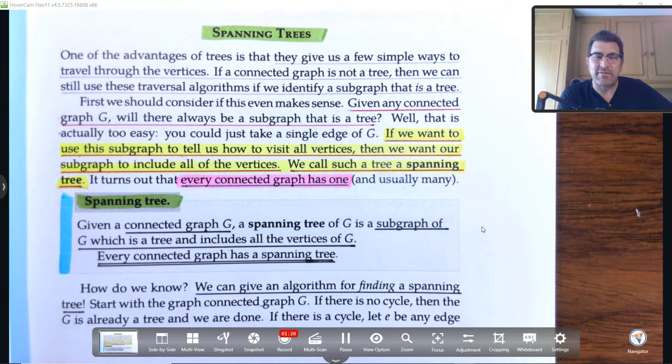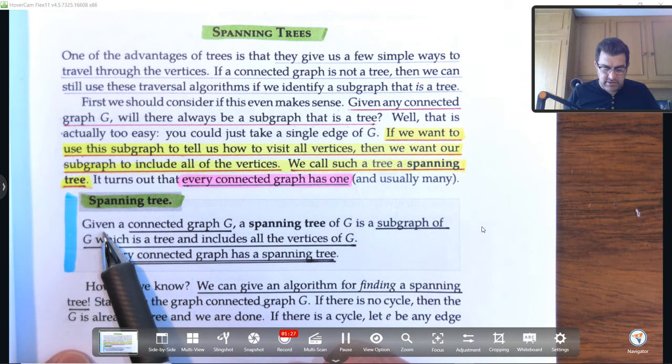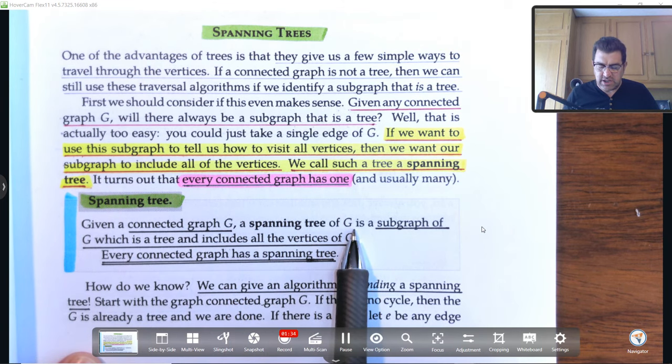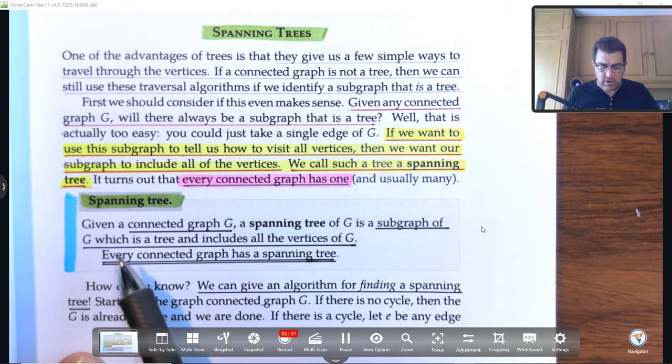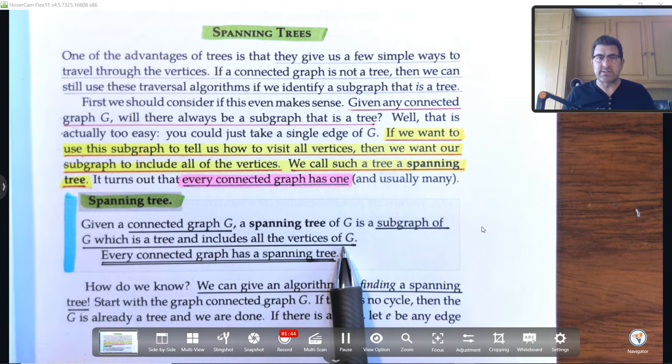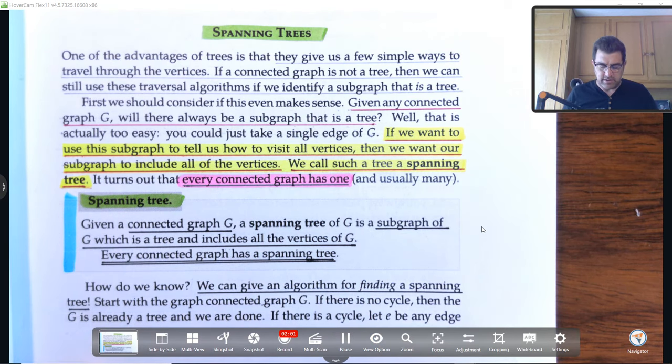So it turns out that every connected graph has a tree. So let's formally define it. It says here, given a connected graph G, so that's a condition, a spanning tree of G is a subgraph of G, which is a tree and includes all the vertices of G. So it must be a connected graph. So we say a spanning tree is a subgraph of this graph that contains all the vertices of the initial graph. Then we call it the spanning tree. So every connected graph has one. Now, we're going to look at a few algorithms that we can use to find spanning trees.